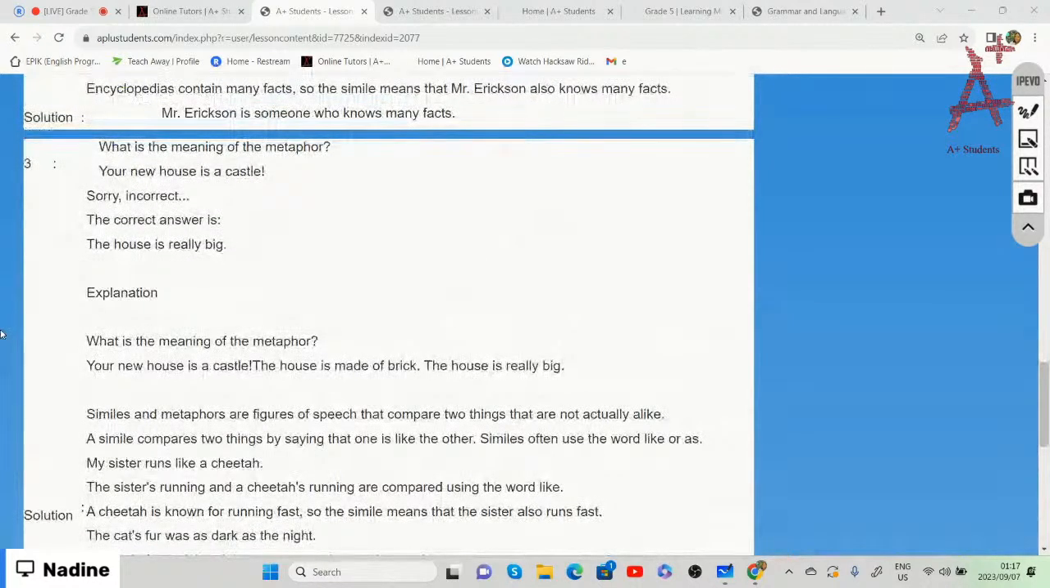Also, when it comes to your house is a castle, we can either show that the house is very big. Also, a castle is made up of those brown face bricks. So sometimes the bricks of the house or the color of the house will also give an idea that it looks like a castle, for example. And the house is very big.